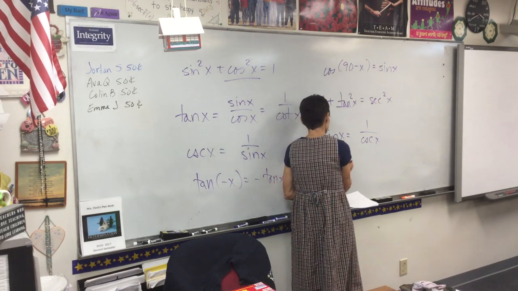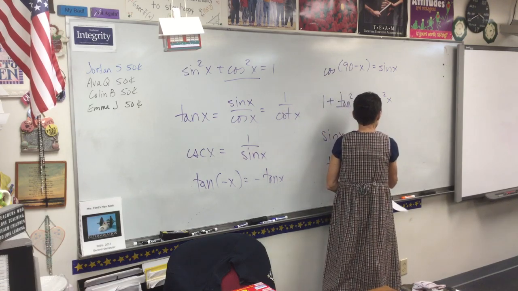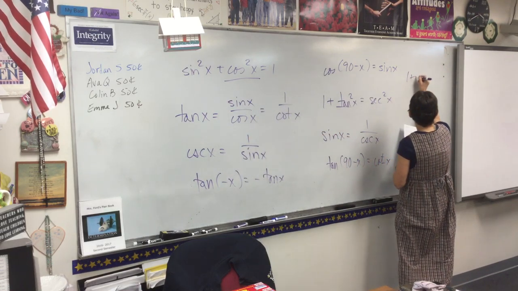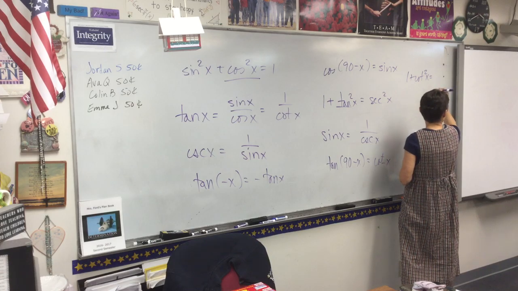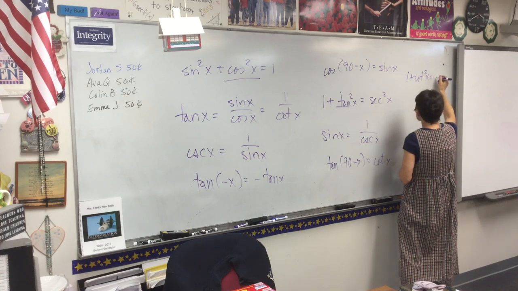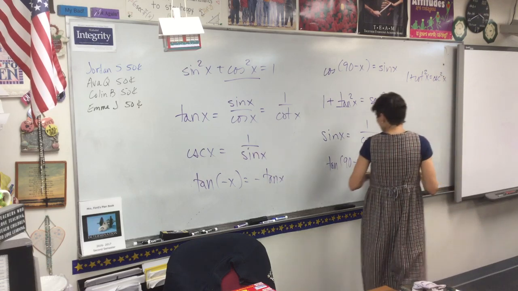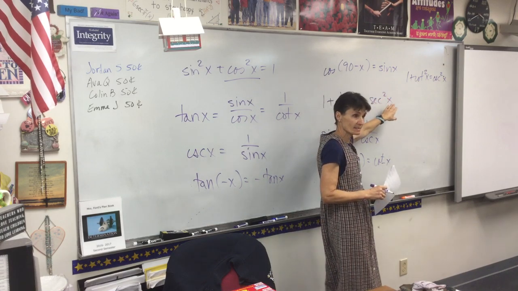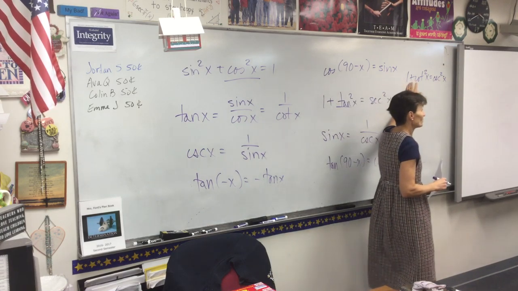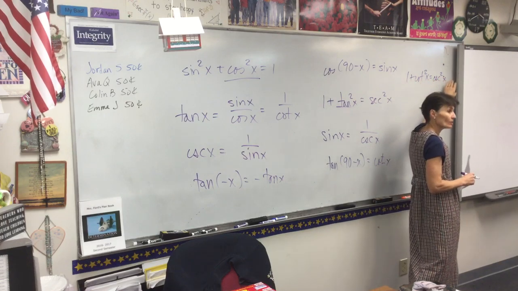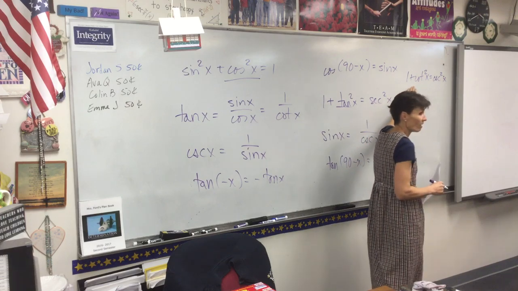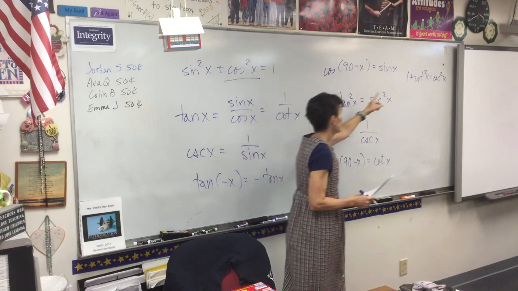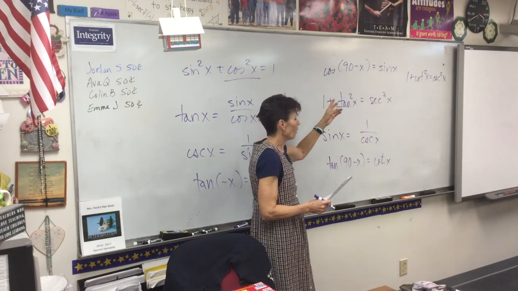Speaking of which, tangent 90 minus x. Cotangent x. The co-function, cotangent x. 1 plus cotangent squared. Cosecant squared. Okay, we got an identity that says 1 plus tangent squared is secant squared. 1 plus cotangent squared is cosecant squared. See how similar they are? Those of you that go on to take calculus, you're going to use these all the time. These show up all the time.